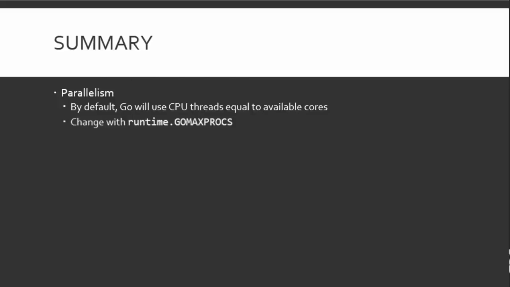We then talked about parallelism and how parallelism can introduce some really tricky challenges into your Go applications. We talked about how by default Go will use the number of CPU threads equal to the number of available cores on the computer that it's running on. We talked about how we can change that by using the GOMAXPROCS function from the runtime package. And we talked about how more threads will generally increase performance, but too many can actually slow it down.